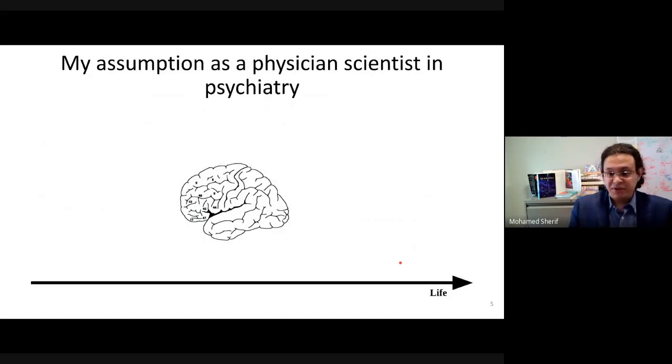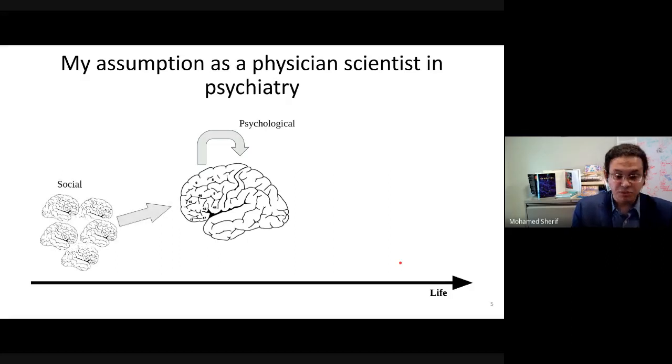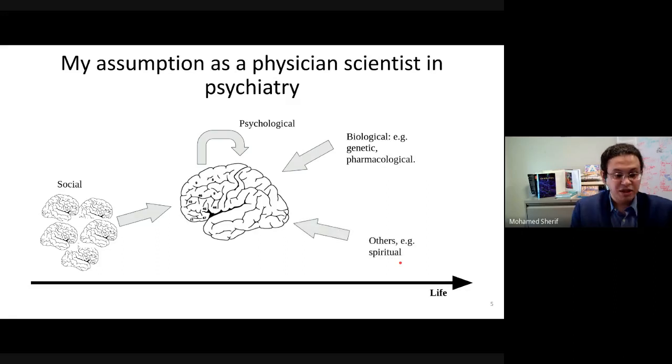My assumption as a physician scientist in psychiatry is that the brain is the interface where all the different factors interact together. Whether these are psychological factors, social factors interacting with other brains or other people, as well as biological, like genetic or pharmacological, or other spiritual aspects, the brain is the interface for all of these. I'm not saying that the brain equals human beings. That is a very deep philosophical discussion that we can have later on, but for now, it's the interface for the different factors that affect who we are.